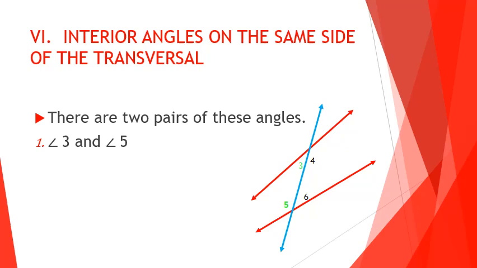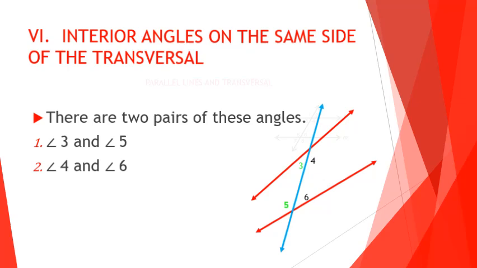I think you are able to pick out which angles lie on the same side of the transversal, and it should be interior angles. Can you say which are the pairs which lie on the same side of the transversal? Yes, the first pair is angle 3 and angle 5. And what about the next pair? Interior angles on the same side of the transversal. It should be the interior angles which lie on the right side of the transversal. Which are they? Yes, it is angle 4 and angle 6. Is it?